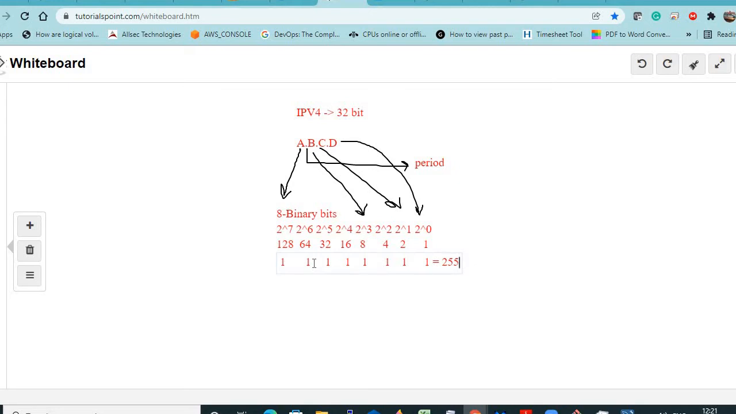Anybody want to try adding? Yes, sir, I added, sir, it is 255. Yes, yes, 255.